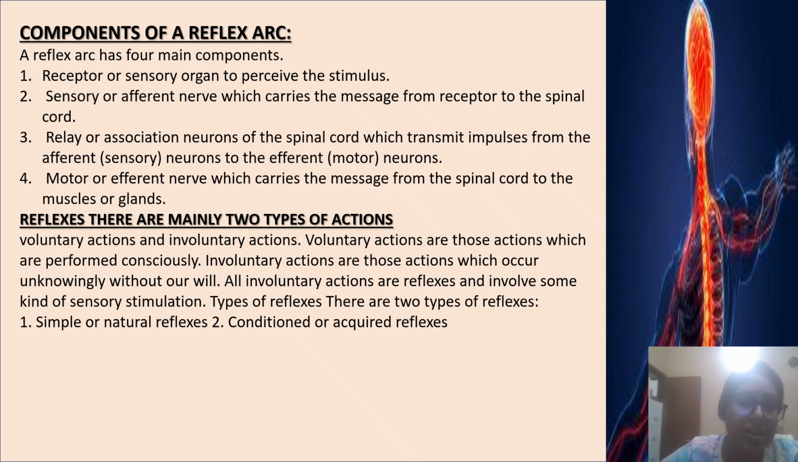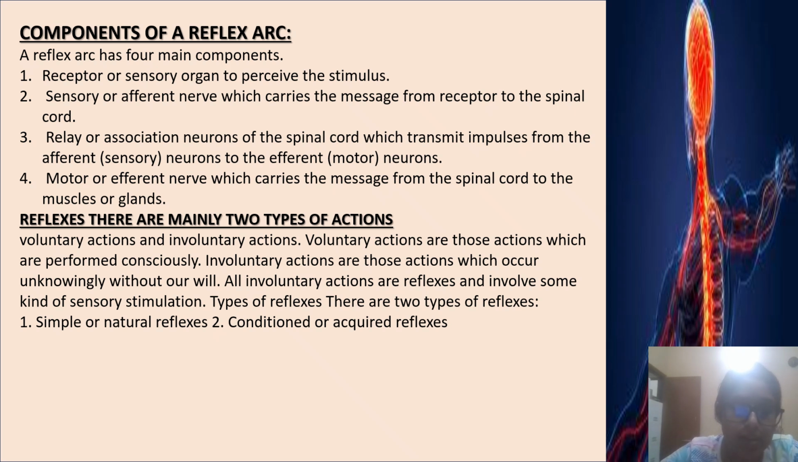Next, reflexes. There are mainly two types of actions: voluntary actions and involuntary actions. Voluntary actions are those actions which are performed consciously, and involuntary actions are those actions which occur unknowingly, without our will. All involuntary actions are reflexes and involve some kind of sensory stimulation.